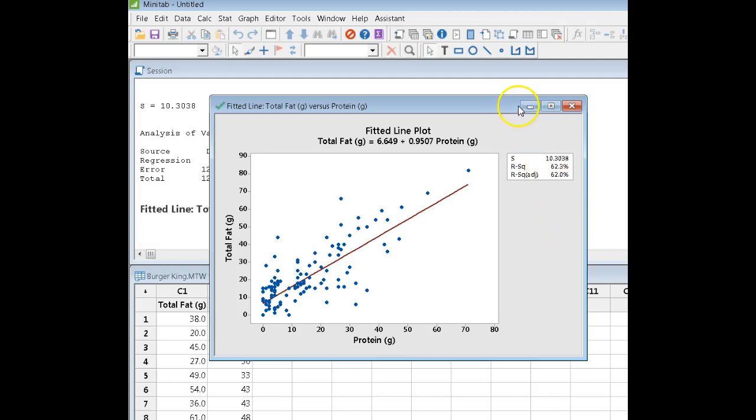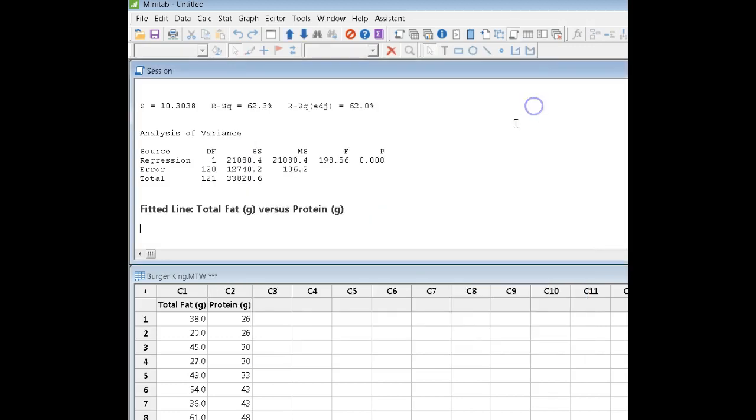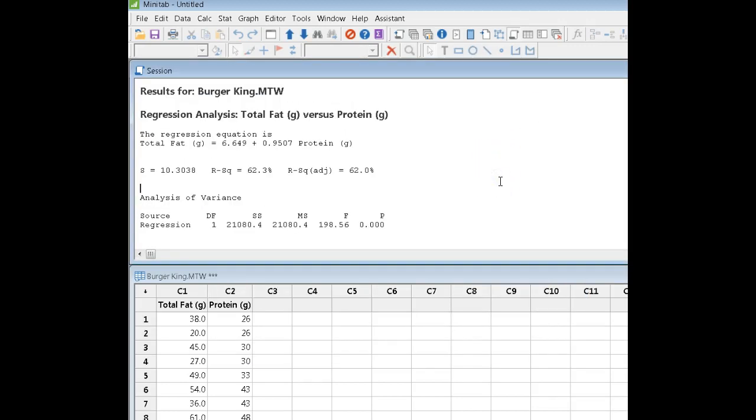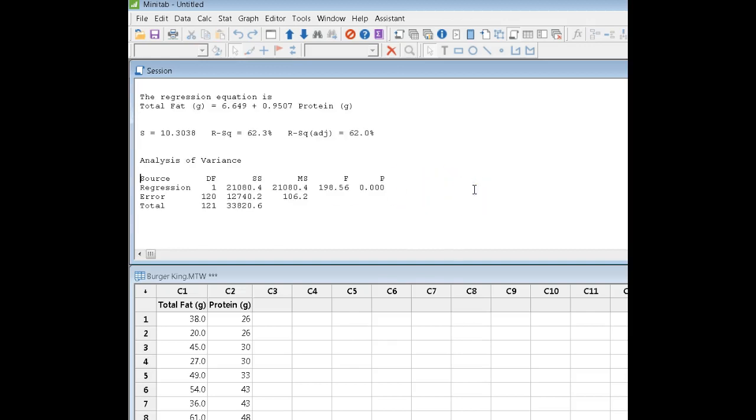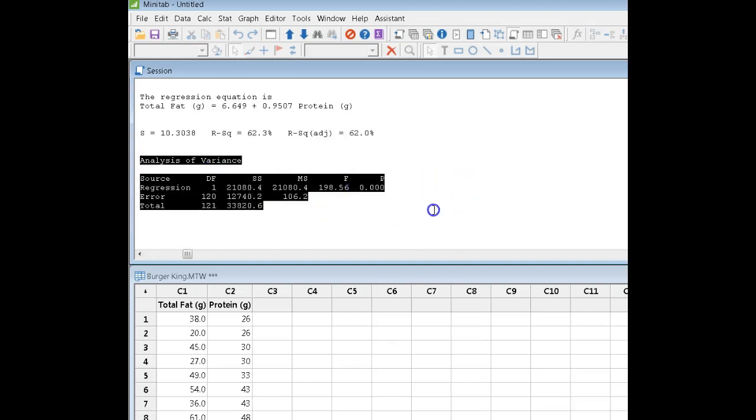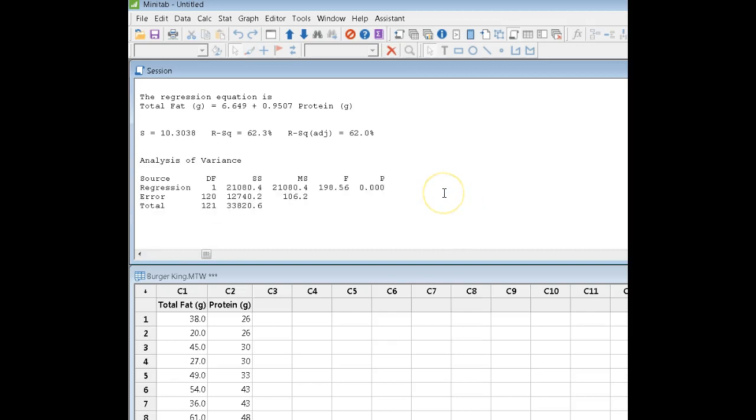All right, so that's the information that I get out of my Minitab printout. I'm going to minimize this for a second. And if I have a look here at what's being displayed in the session window, Minitab is giving me the equation for the line of best fit. It gives me the standard deviation of the residuals and the R-squared value. This business right here with the analysis of variance, we are not going to talk about right now.